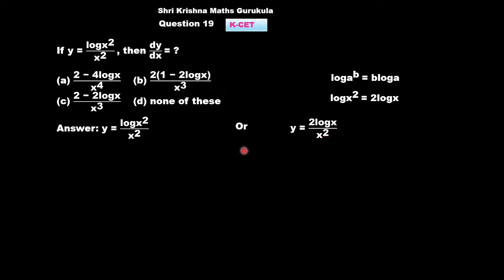Why am I showing this? To solve this sum and to compare with the given options, you have to use this property of logarithms, either in the beginning to rewrite the function or at the end to arrive at the right option.